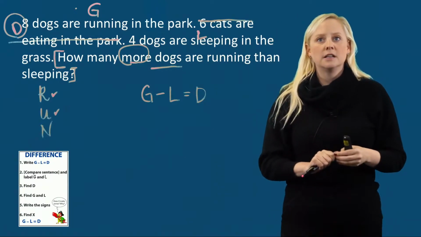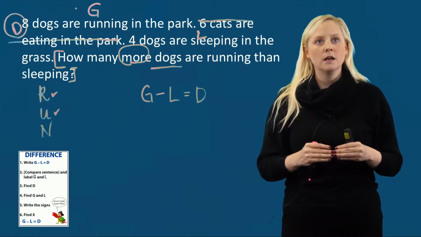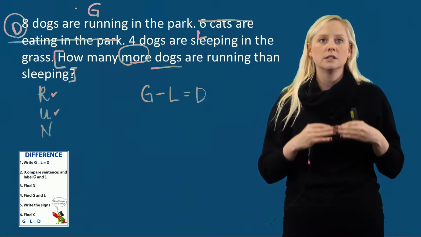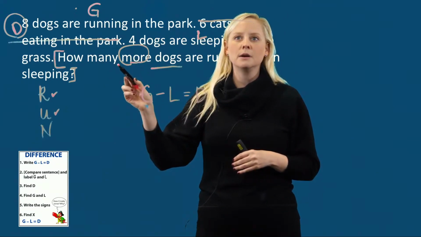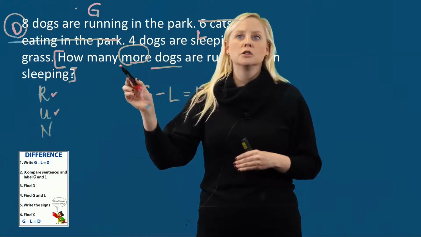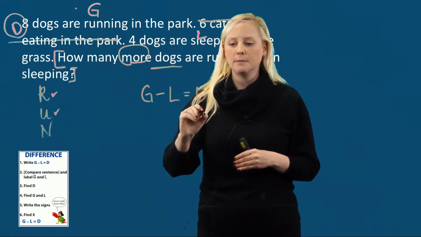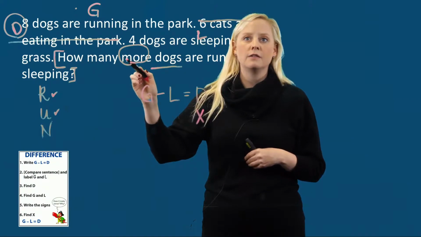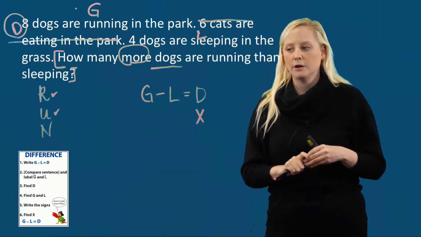Step 3 is define the difference. We teach students that if there's a number in front of the compare word, we have the difference. If there's not a number in front of the compare word, the difference is missing. So I look at my compare word, more. Do I see a number in front of it? I do not. So I know that the difference is missing, so I'm going to put an X under our D. If there were a number in front of this, I would know that the difference would be a number. And we'll see that in the examples that follow.